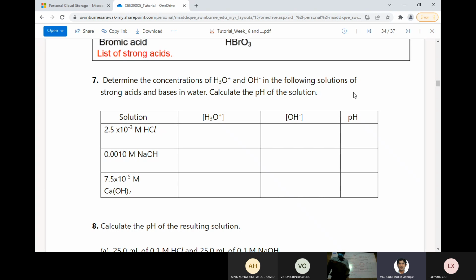Okay. So, any question from the online friends? Okay, go for question number 8. This is quite a similar pattern, so I will not do all those.